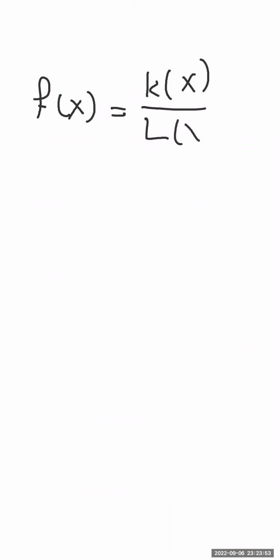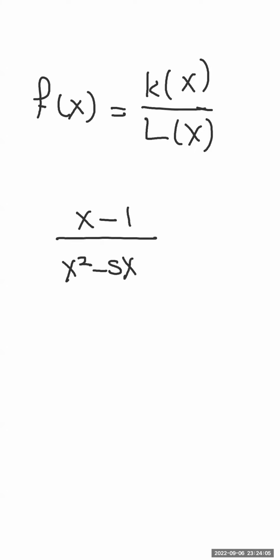Rational function means f of x equals a function on the numerator over a function on the denominator. I will consider that it's k of x over L of x. So this means it's in the form of a fraction like that, x minus 1 over x squared minus 5x plus 6. And this one is f of x, for example.